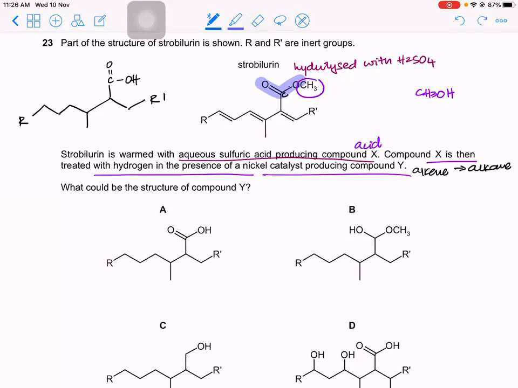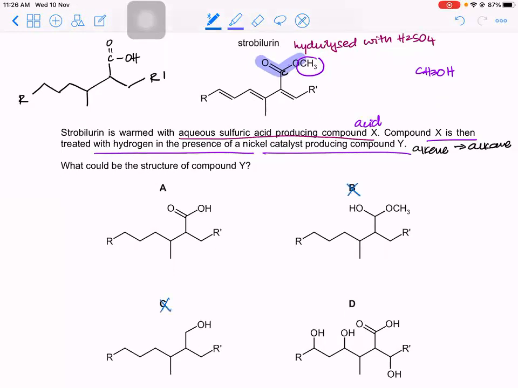So your answer would be, what is your answer? Can it be B? No. Can it be C? No. We know that there should be carboxylic acid here. So you can eliminate B and C just by looking at it. And then obviously you don't even have to draw the whole thing.